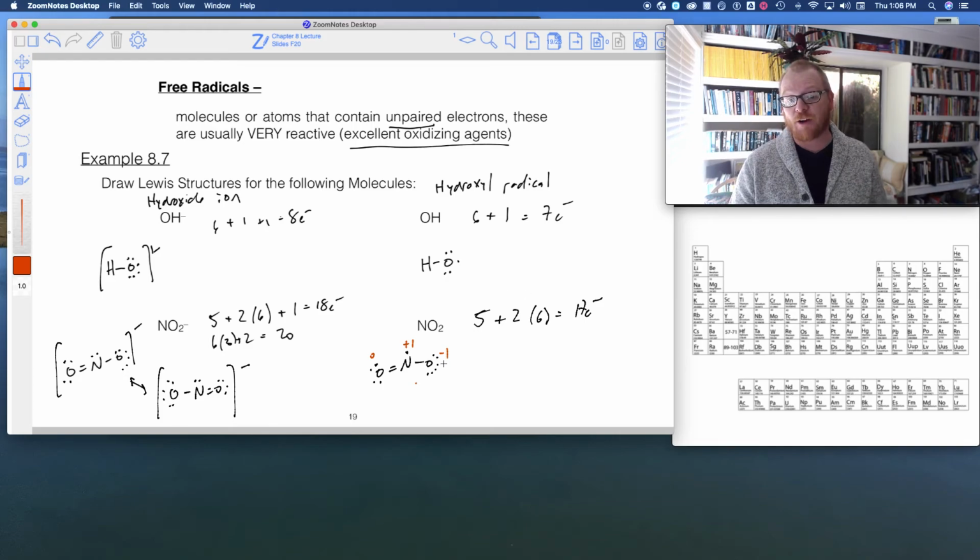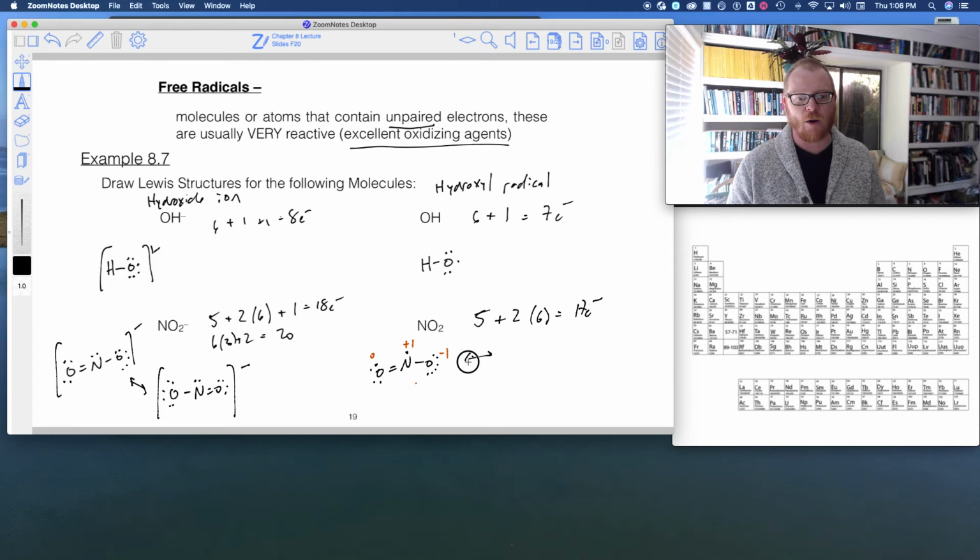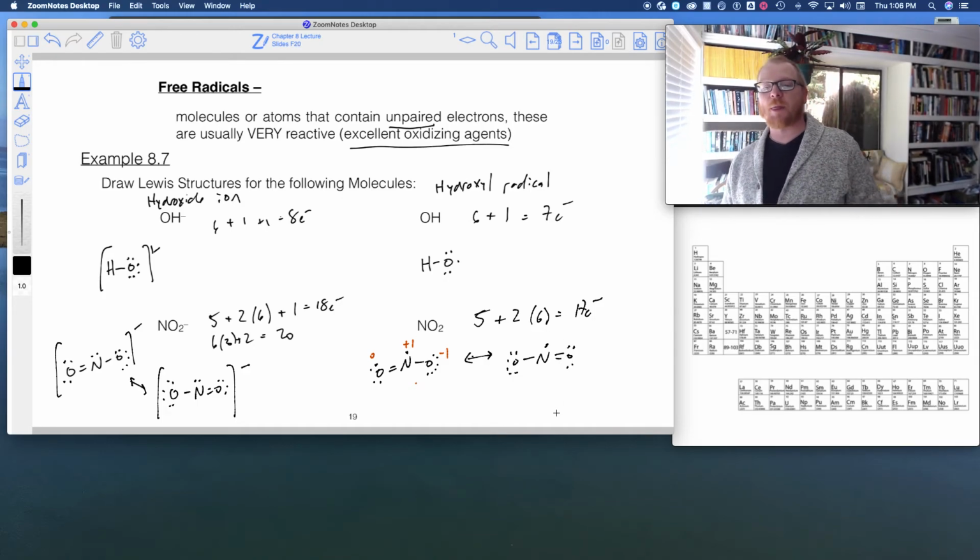Because if we put the radical on the oxygen, then the oxygen would be a 0, but a single bonded oxygen really wants to be a -1. And of course, we still have a resonance structure where the oxygen can flip to the other side, right? But the radical is still on the nitrogen. And so this also makes NO2 extremely reactive.